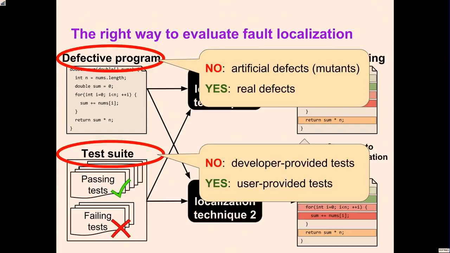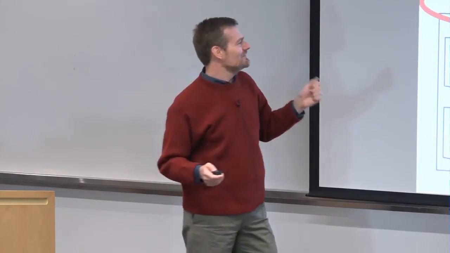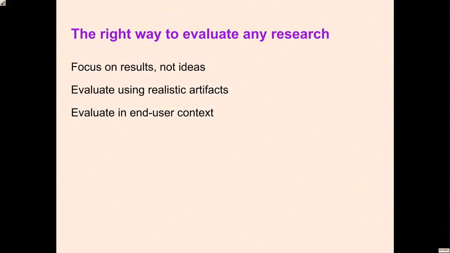And you shouldn't be using the developer-provided tests that are written with too much knowledge. You should be starting from what's actually going to be available. Now, this talk is not about fault localization. Fault localization is interesting, but it's really about research. So the right way to evaluate any research is exactly the same, right?